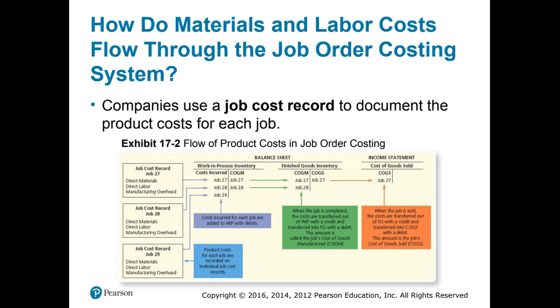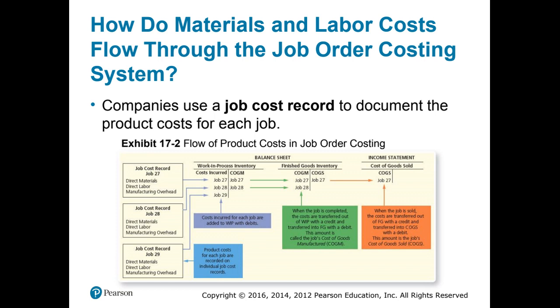And we see here we've got 3 different jobs going on. We've got job 27, job 28, and job 29. They're all in different stages. So job 27, it looks like, we have our direct materials, direct labor, and manufacturing overhead all rolled into our work in process inventory account, which means what? We've pulled together the materials and we're working on creating the job.